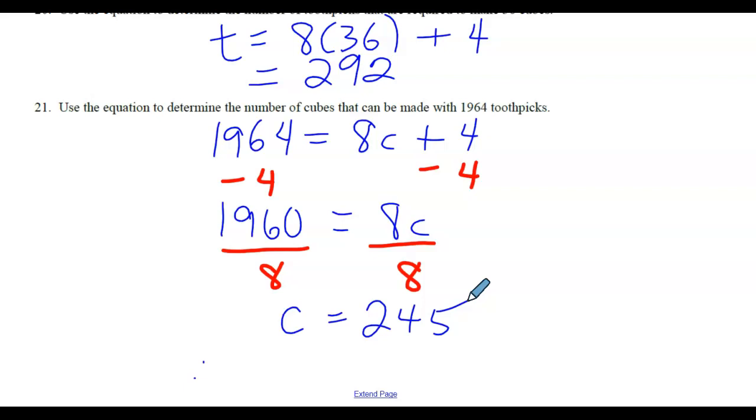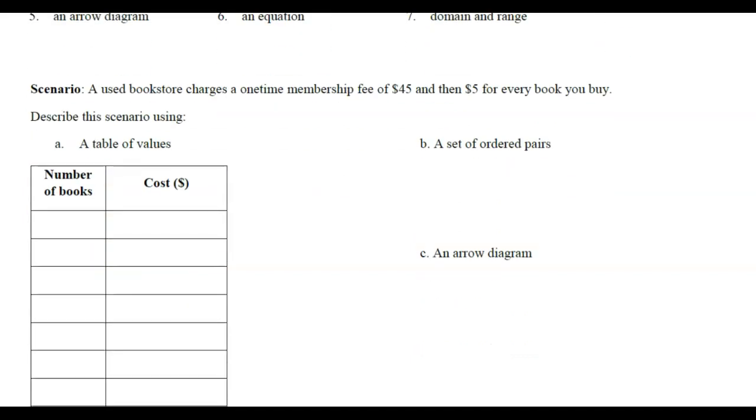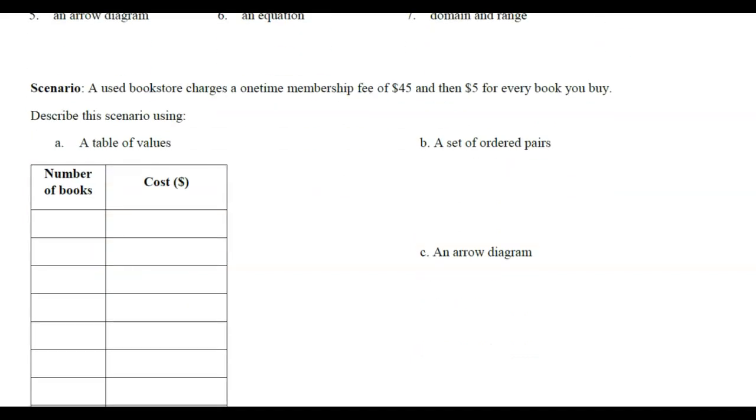So turn over to the last page before the practice. Just a summary there, all the different ways that we can describe a relation. We've gone through those. Here's a new scenario. A used bookstore charges a one-time membership fee of $45, then $5 for every book you buy.